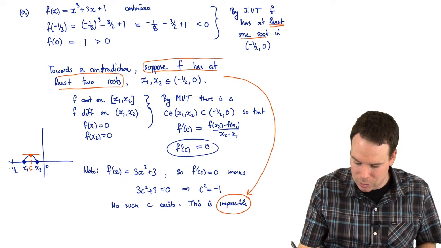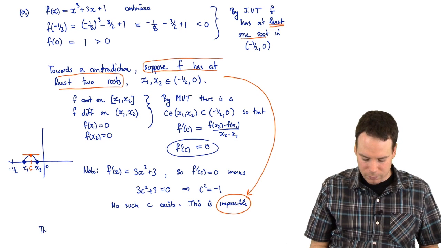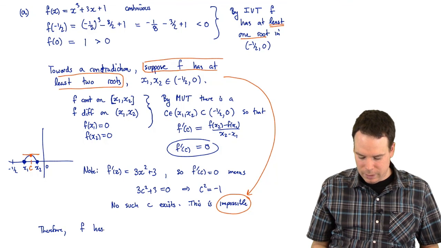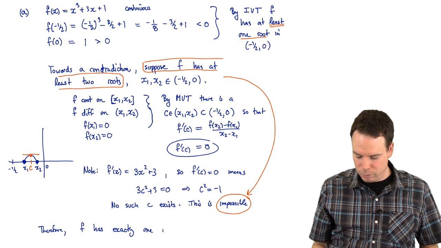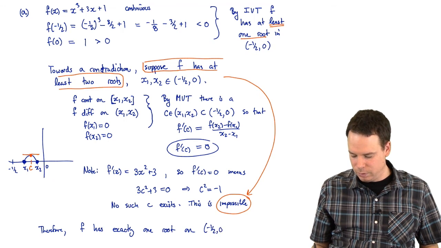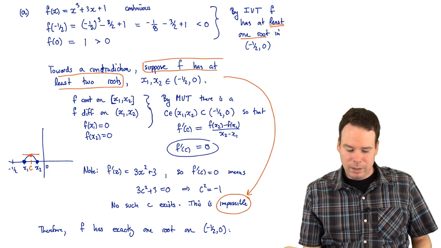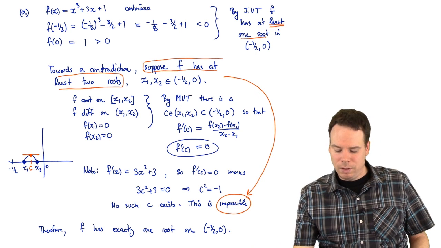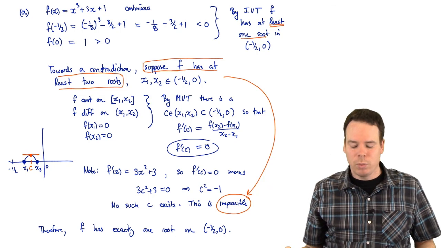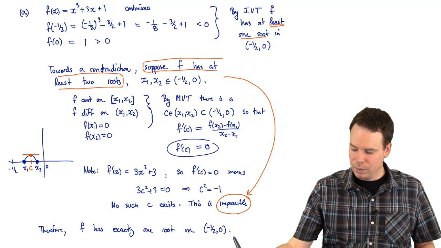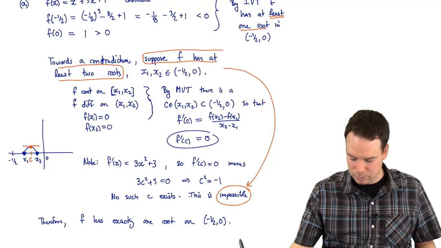So those 2 bits of information together tell us that therefore f has exactly 1 root on the interval -1/2 to 0. We are guaranteed the existence of a root by the intermediate value theorem, and we managed to show there couldn't be 2 or more roots by the mean value theorem. So we have exactly 1 root.